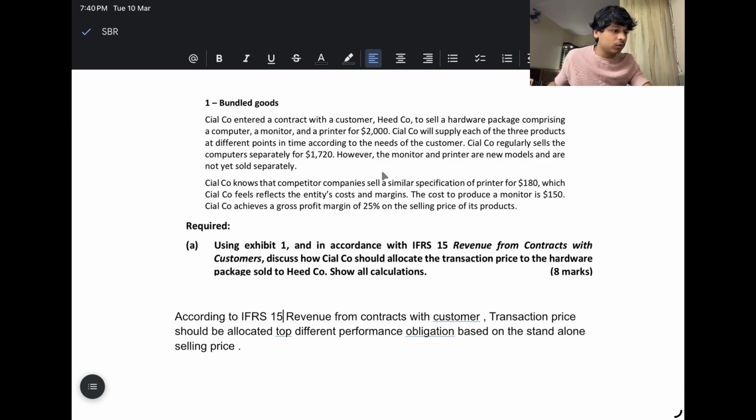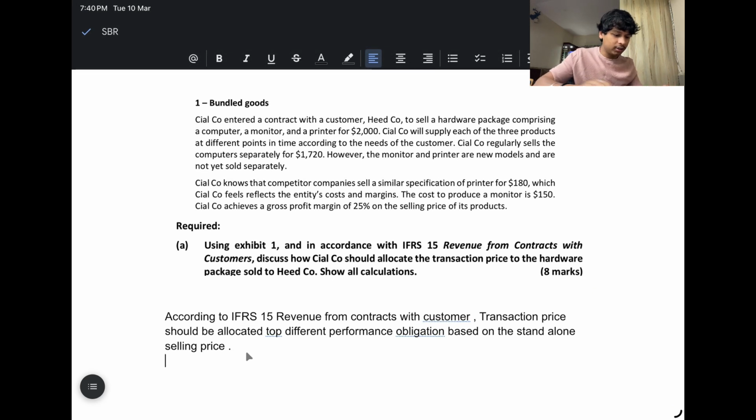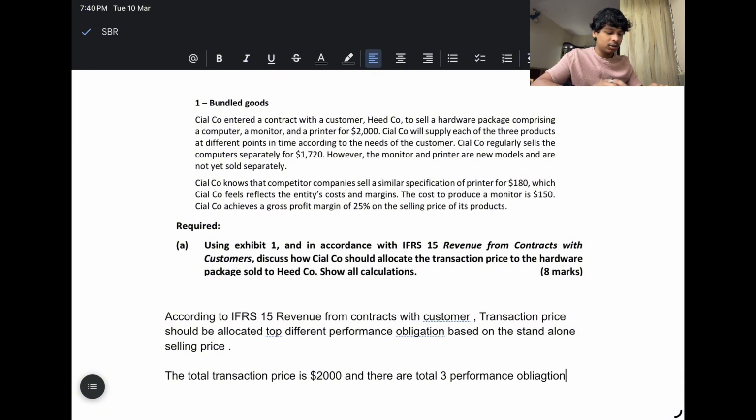Now it is given in the question that the total transaction price is $2,000, and there are a total of three performance obligations which relate to a computer, a monitor, and a printer.